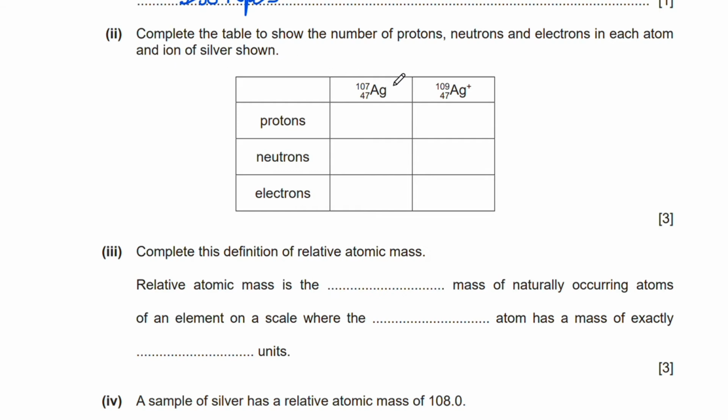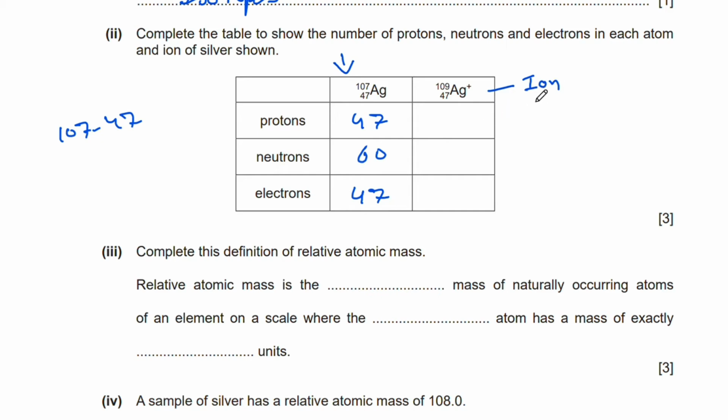Complete the table to show the number of protons, neutrons and electrons in each atom and ion of silver shown. See, for silver they have given Ag 107, 47, and this is Ag plus, so this is an ion, which is 109, 47. So the number of protons will be 47. Neutrons, you do 107 minus 47, so that will be 60. Electrons: now this is an atom, so the overall charge is neutral and the number of electrons is equal to the number of protons, so this is also 47.